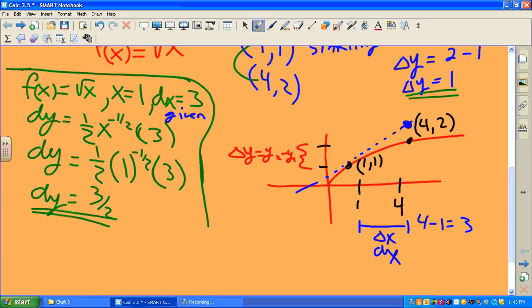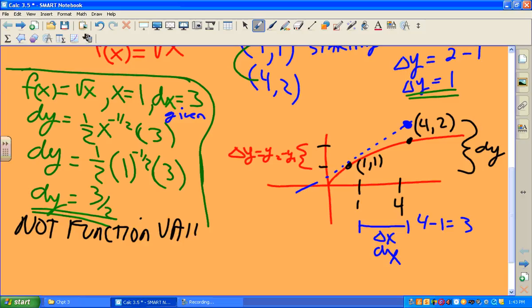And we were a little high, weren't we? We were just a little high. This is what dy measured. Notice, dy did not give you a function value. It gave you the change in y. Not function value, but change in y.